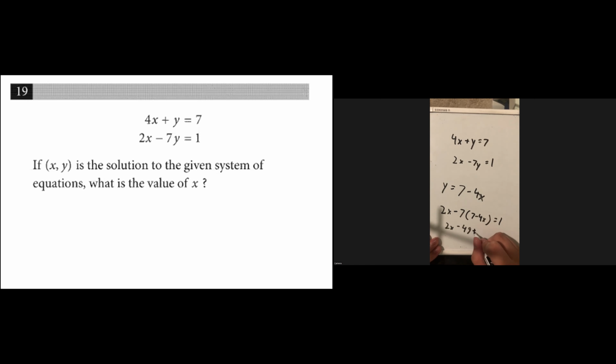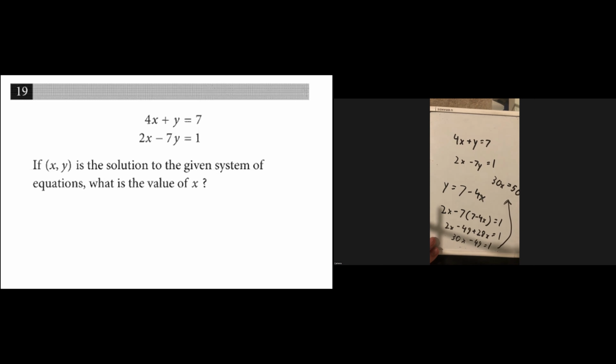plus, because negative 7 times negative 4 is plus 28x. 2x plus 28x is 30x minus 49 equals 1. Add 49 to both sides, and we get 30x equals 50.